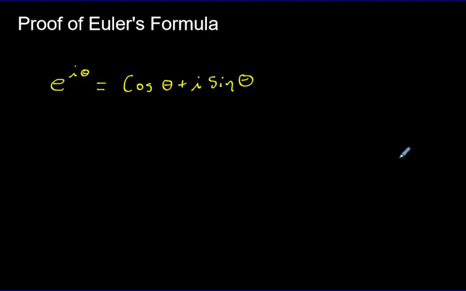Hello, we're going to talk about the proof of Euler's formula. And Euler's formula is this: e^(iθ), where i is the complex number i, is equal to cosine θ plus i sine θ.